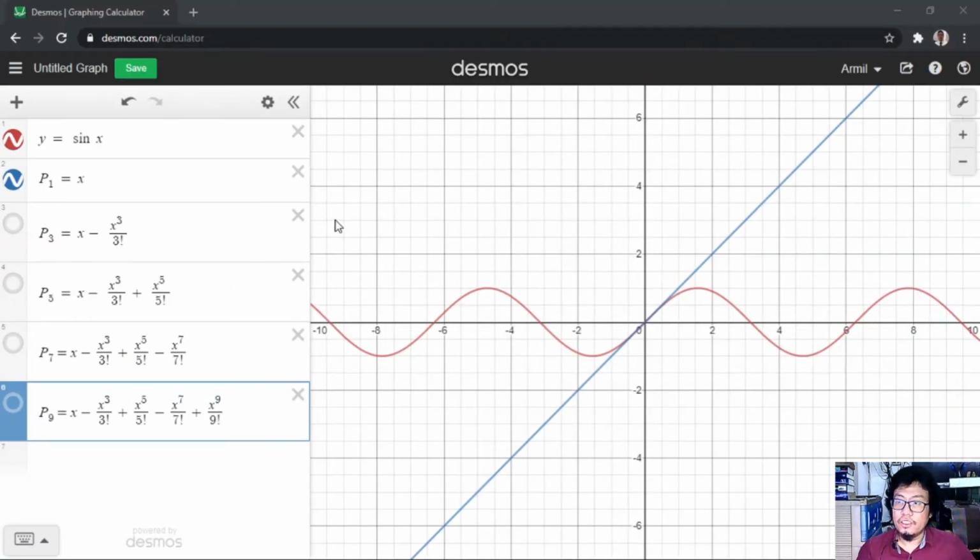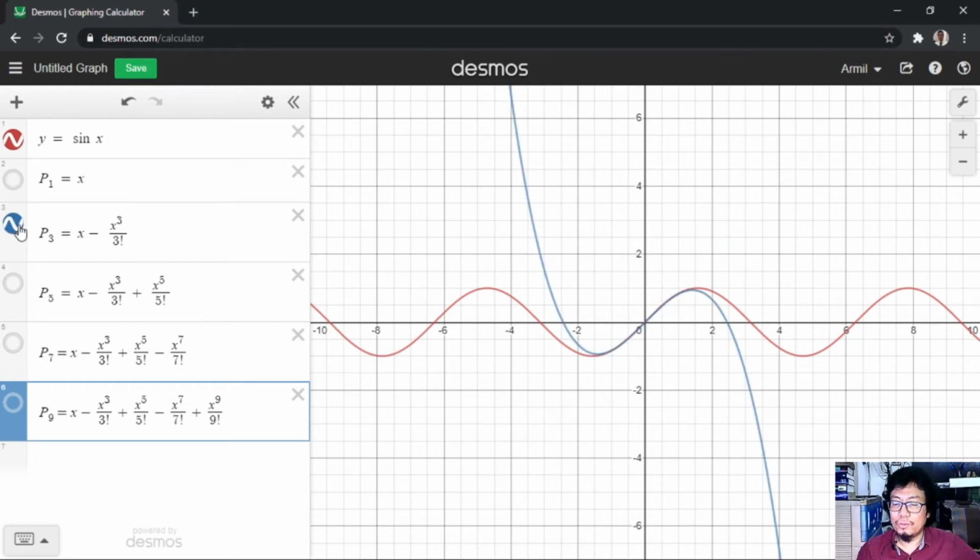Okay, so this graph actually demonstrates that idea. When you have your P1, this is simply a Maclaurin polynomial. When we use a single term of your Maclaurin polynomial, you'll have that one. But when you have two terms, three terms, five terms, and seven terms of your Maclaurin polynomial.